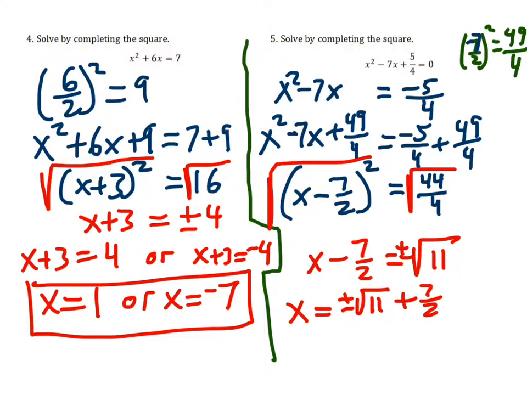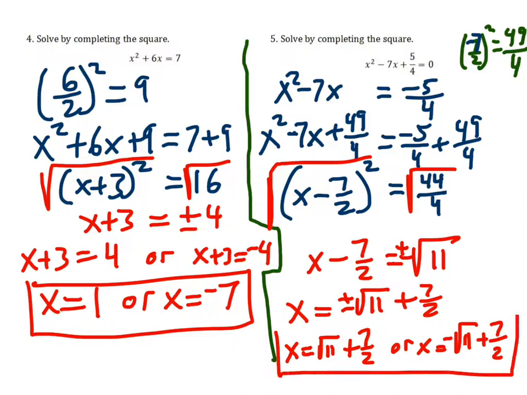That's a fine answer, but it's important to realize that we have two answers going on here. We got the square root of 11 plus 7/2, or x is negative square root of 11 plus 7/2. And if you plug that into your calculator, you'll get two answers. And again, normally we'll write it this way, but I want you to understand that this really means two answers.